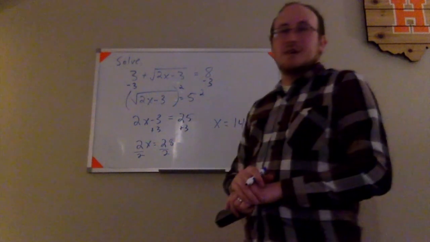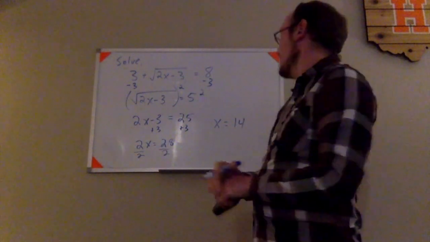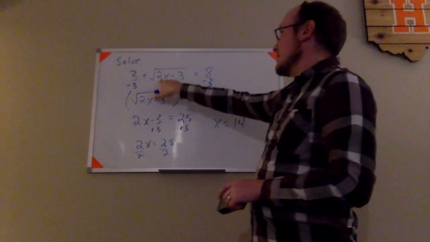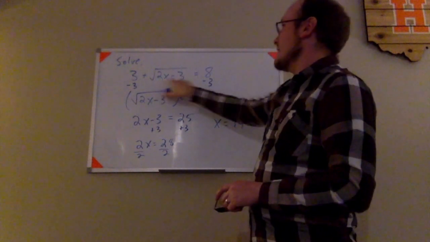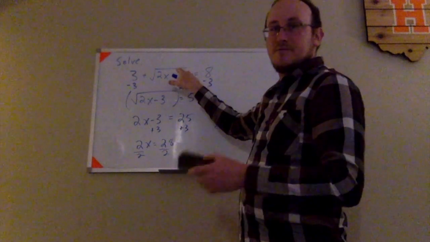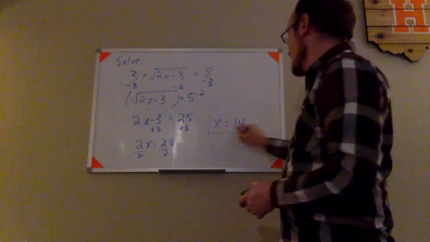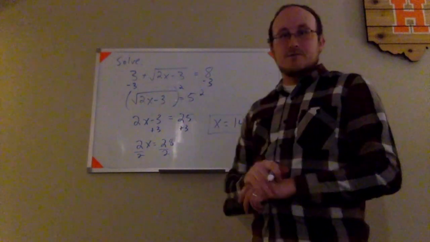If I wanted to test my answer to see if it made the original equation true, I can go all the way back there and try to plug it in. 2 times 14 right there would be 28. 28 minus 3 would be 25. The square root of 25 would be 5. And 3 plus 5 does in fact equal 8. So this is our solution to this radical equation.